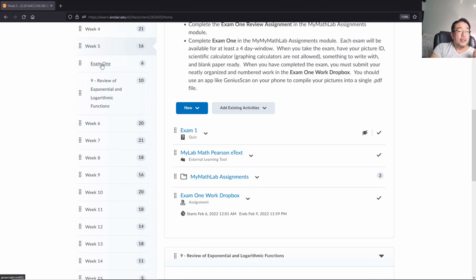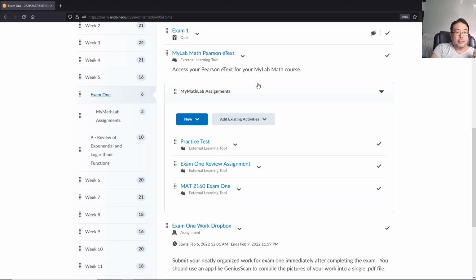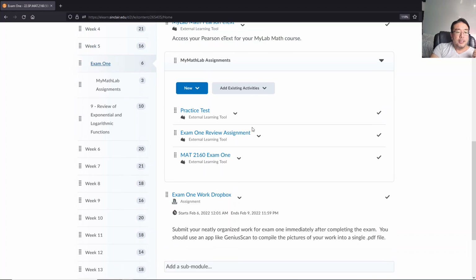Just a reminder, the links for the exams are all in the My Math Lab assignments area. There is this practice test. The best way to study for the exam is to do the exam one review assignment. This practice test is just so you can download the Lockdown browser and get used to the online proctor system. Here is the link for the test, and below that is the Dropbox for your work that you submit immediately after you're done taking the test.